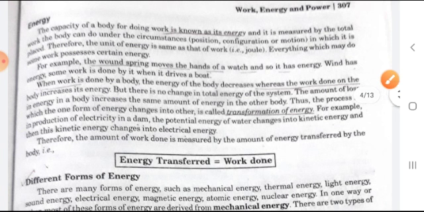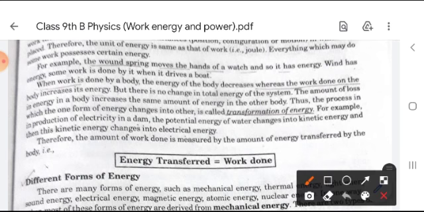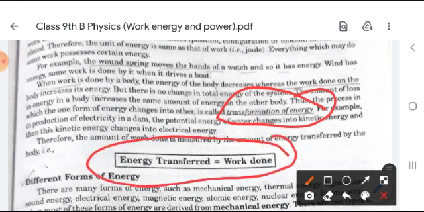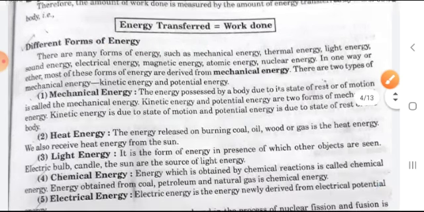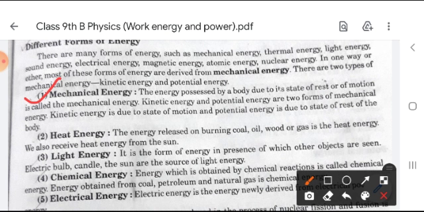Now, all of you know that energy cannot be created and cannot be destroyed. Only transformation of energy will happen. So we can say that energy can only be transferred. That is given in the formula also, in the big box: energy transferred is equal to work done. There are different forms of energy. The first is mechanical energy. In this energy, a machine or any human body does work and converts it into motion or displacement or any other thing, then we call it mechanical energy.